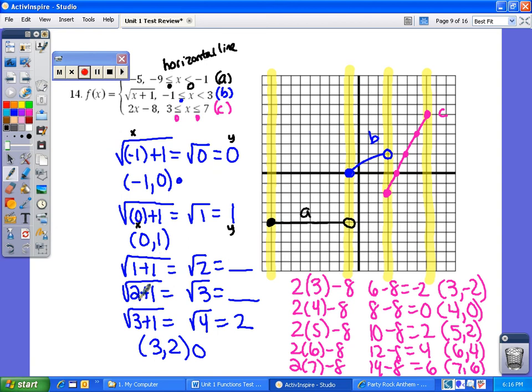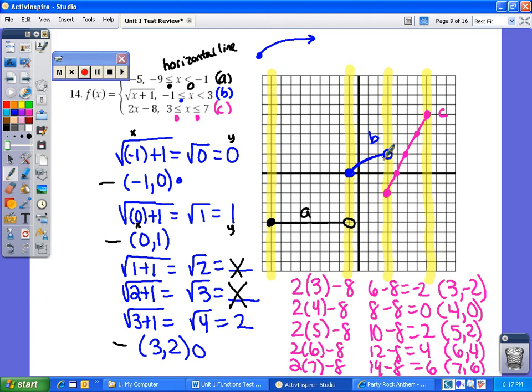Then I plugged in 1 and got the square root of 2. That didn't really give me a point, so I didn't use that. Plugged in 2, that gave me square root of 3. That didn't give me a point. I didn't use that. And then I plugged in 3, got the square root of 4, which is a perfect square, gave me 2, so I have the point 3, 2. So I was able to plot these 3 points right here. Now I curved it, because remember, your root graphs are curves. They always start like this and curve up, so make sure that you curve those.